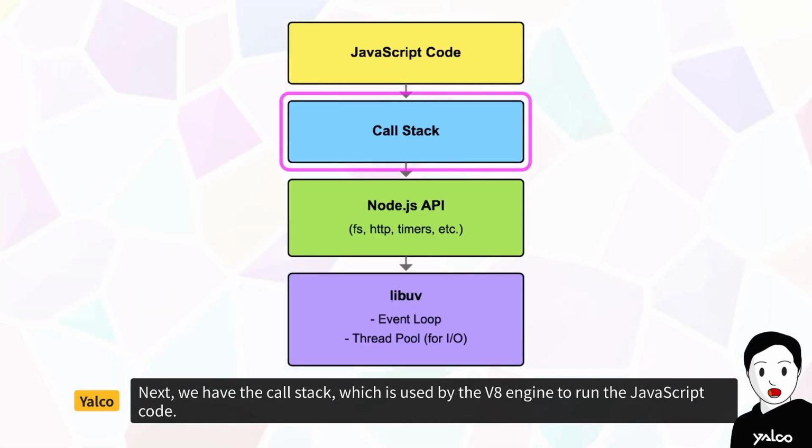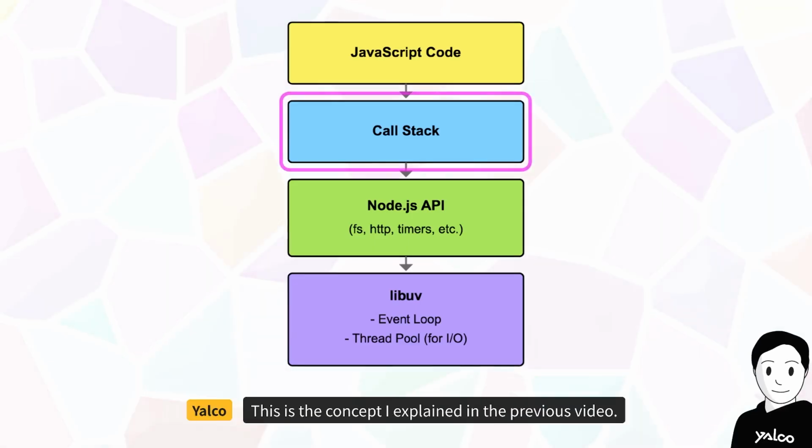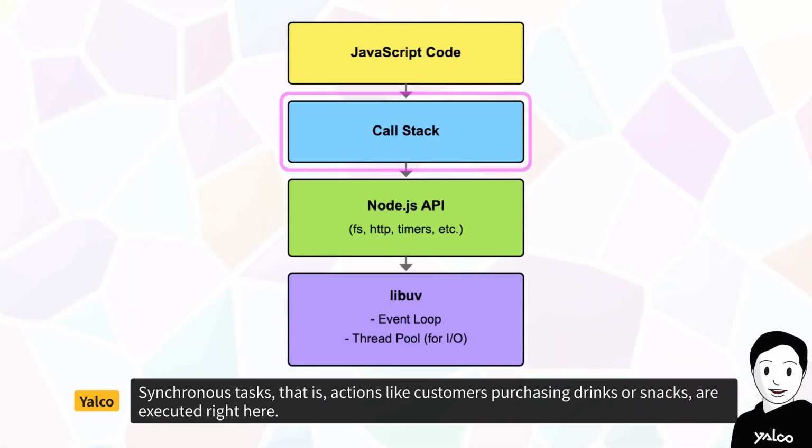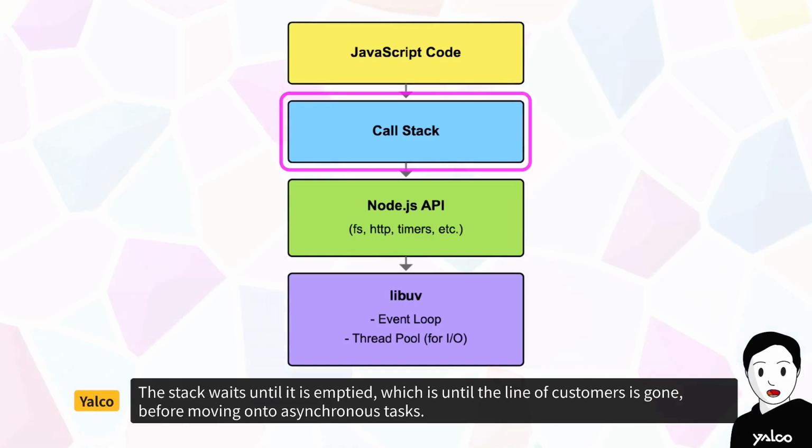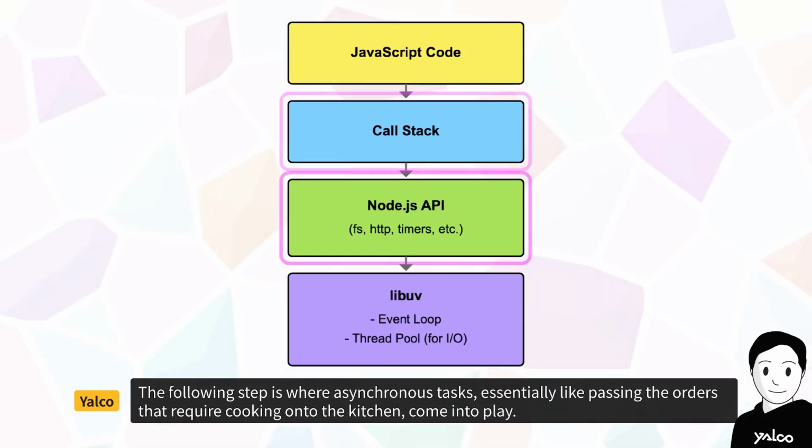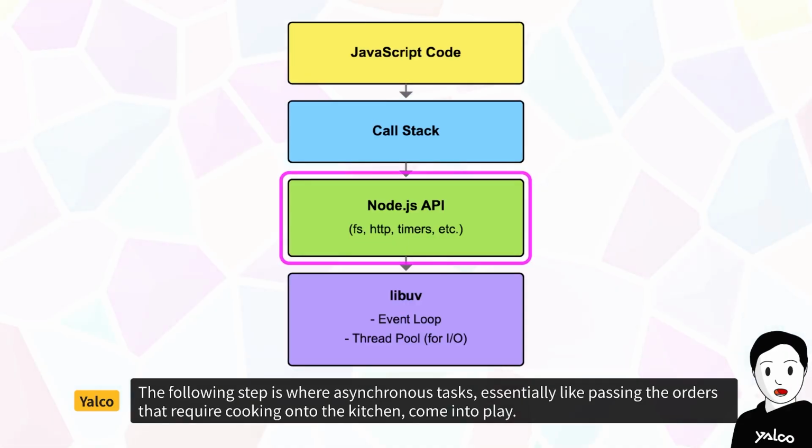Next, we have the call stack, which is used by the V8 engine to run the JavaScript code. This is the concept I explained in the previous video. Synchronous tasks, that is, actions like customers purchasing drinks or snacks, are executed right here. The stack waits until it is emptied, which is until the line of customers is gone, before moving on to asynchronous tasks.